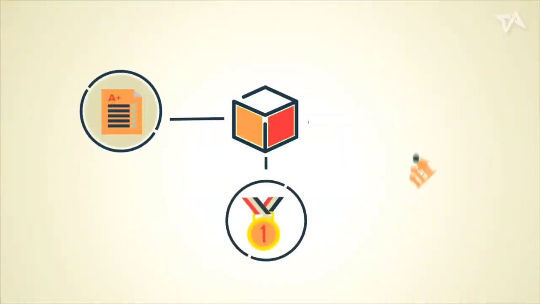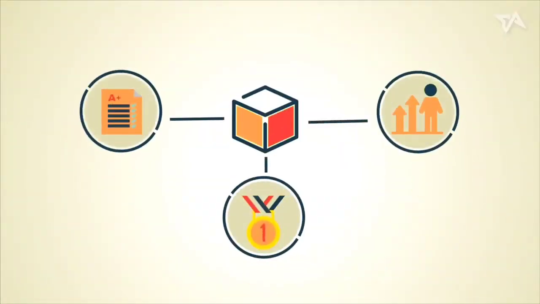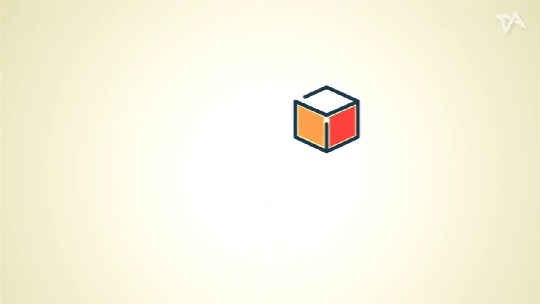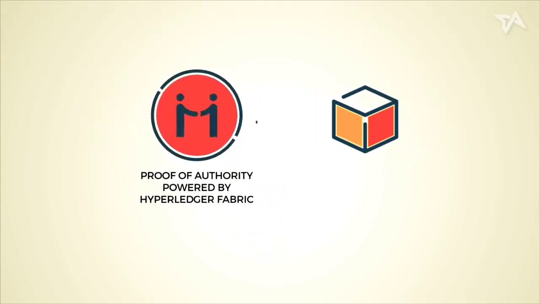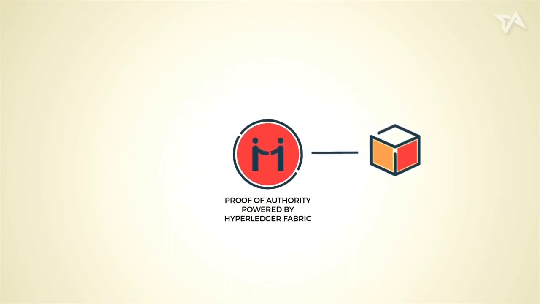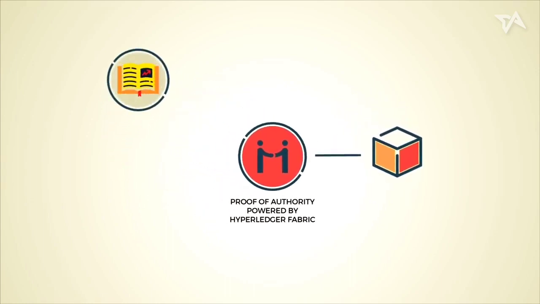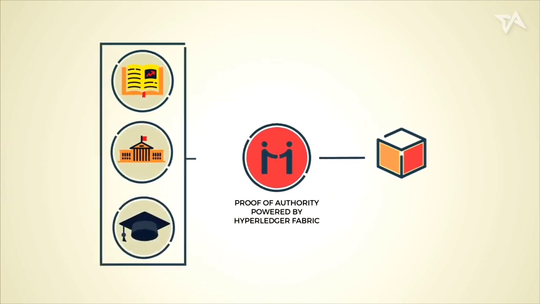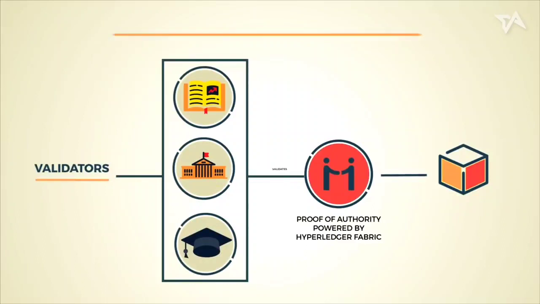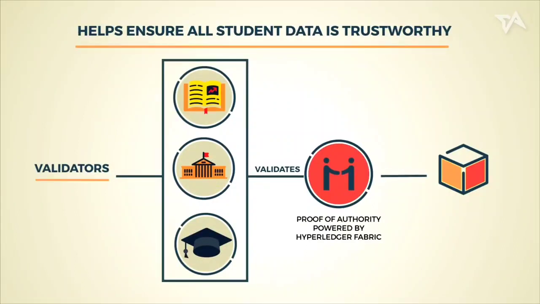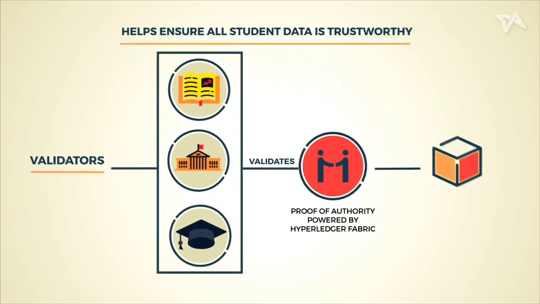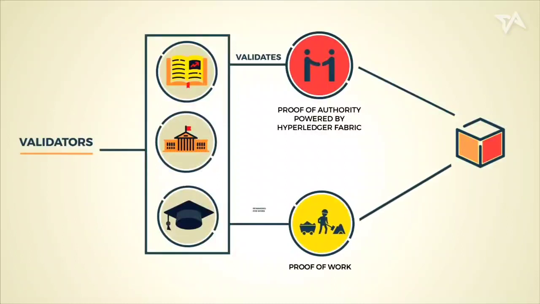Data, such as students' academic, extracurricular, and personality profiling records are stored on the blockchain and potentially validated via a proof of authority framework powered by Hyperledger Fabric. Validators in this instance are reputable educational institutions or even national registrars and respective ministries of education. This helps ensure that all student data is trustworthy. But who will work for free? Proof of work consensus thus comes into play to reward validators who have performed work.